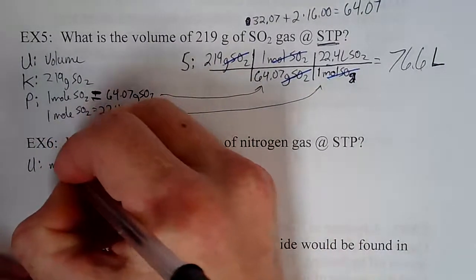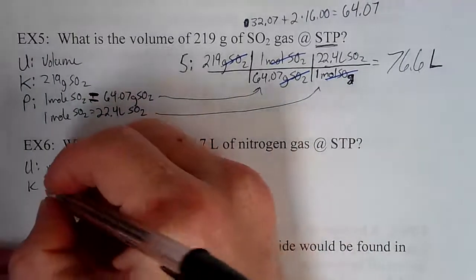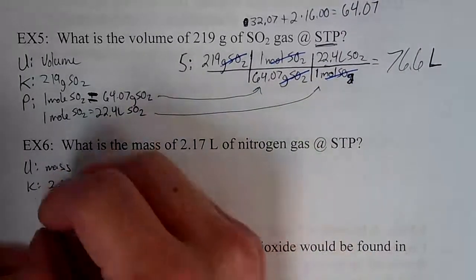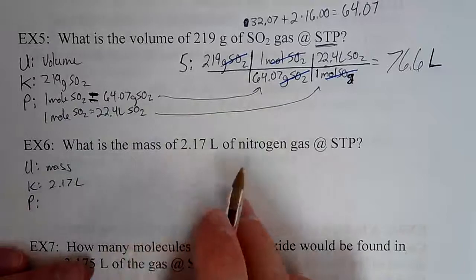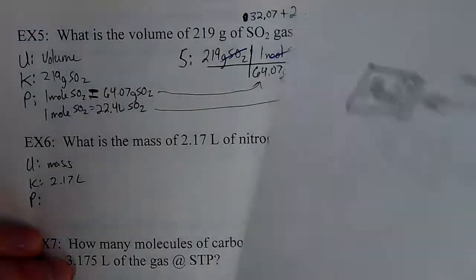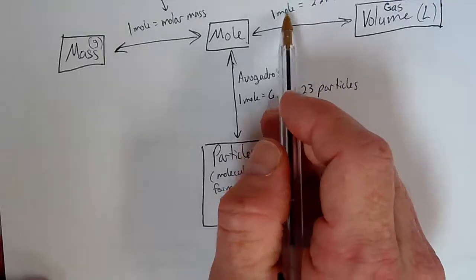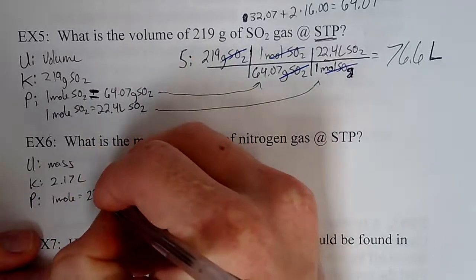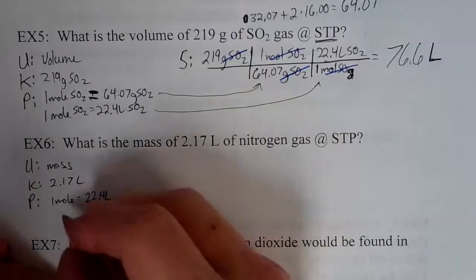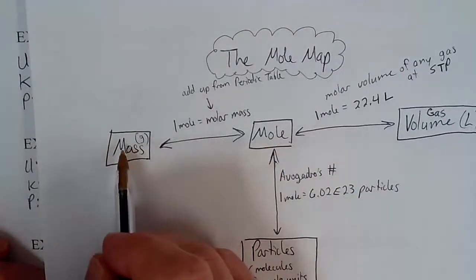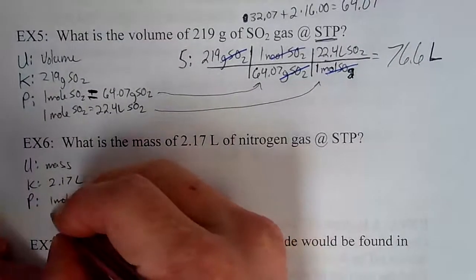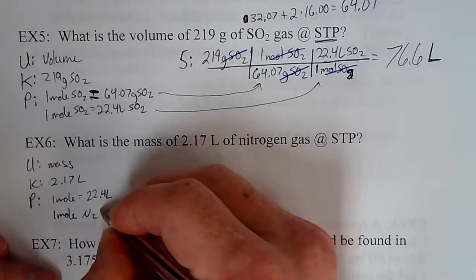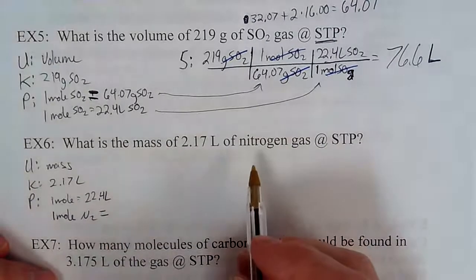Don't know the mass. Okay, do know the volume, 2.17 liters. All right, and the plan. So we are currently at volume. So our first step is going to be to use molar volume to go back to the mole. And then our second step is once we're at moles, we're going to use molar mass to go back to the mass. All right, quick math. What's the molar mass of nitrogen?